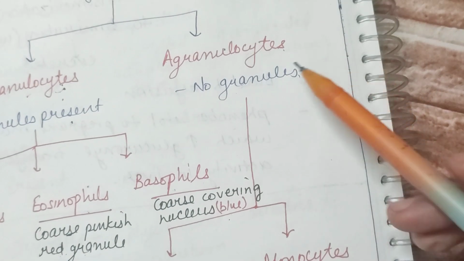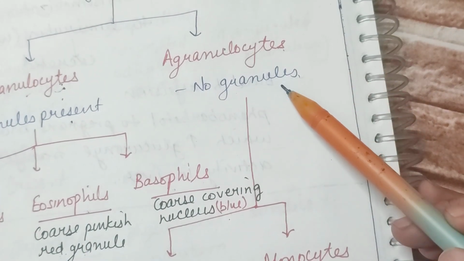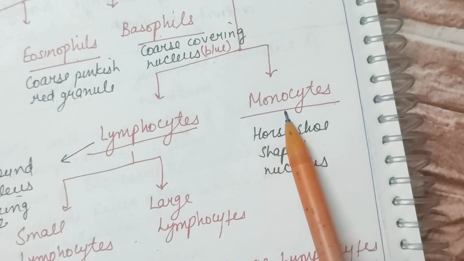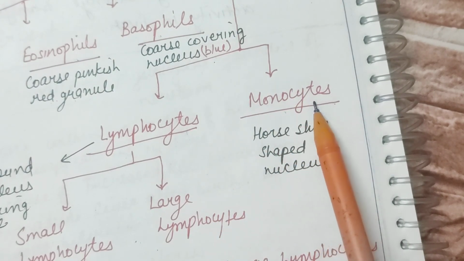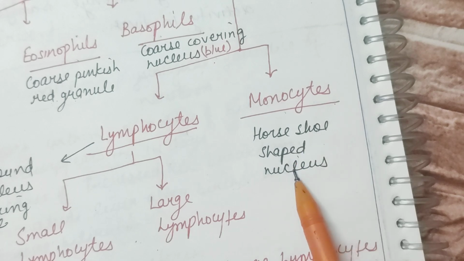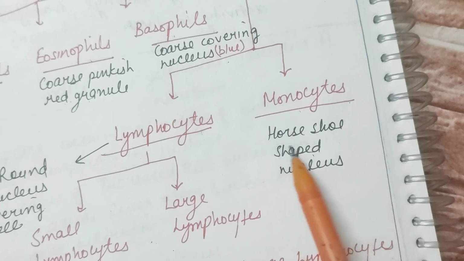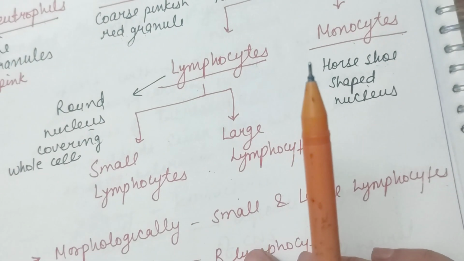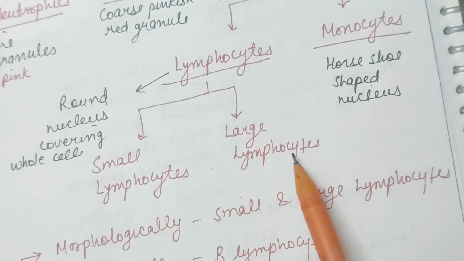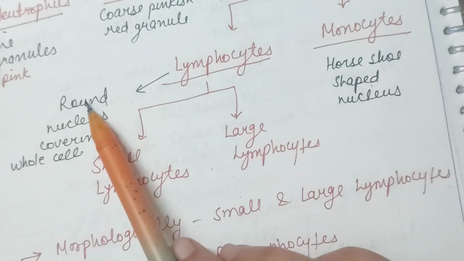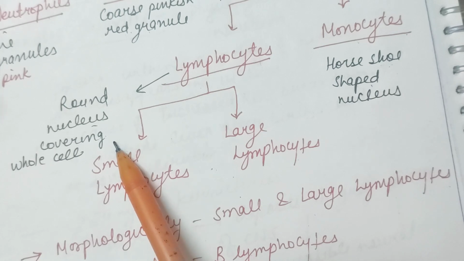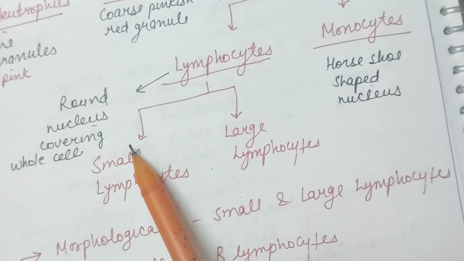Coming to agranulocytes, when you don't have any granule in the cell. Fine. So agranulocytes are of two further types: lymphocytes and monocytes. Monocytes are the largest cells, which have a horseshoe shaped nucleus. So the cell has a kidney shaped or horseshoe shaped nucleus. Lymphocytes can be of two types: small lymphocytes and large lymphocytes. Lymphocytes basically have a round nucleus, with a high nucleus to cytoplasm ratio. What does that mean? You will see a rim of cytoplasm around the cell here.